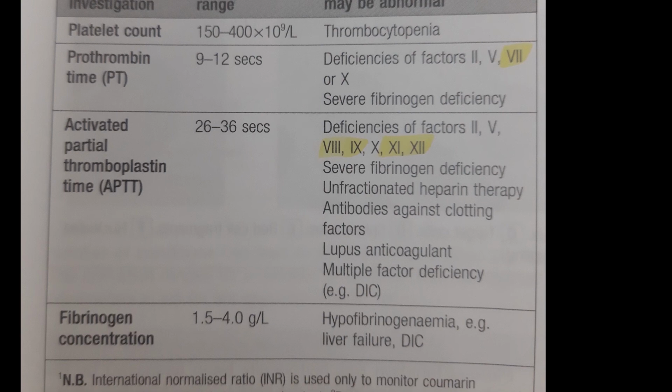As you can see in this table, platelet count is deficient in ITP. Prothrombin time is affected in factor 7 deficiency, and factors that are involved in the common pathway, which are 5, 10, prothrombin and fibrinogen, while APTT is prolonged or abnormal in factor 5, 10, prothrombin, fibrinogen, as well as factors 12, 11, 9, and 8. Fibrinogen levels are deficient in DIC and liver disease.